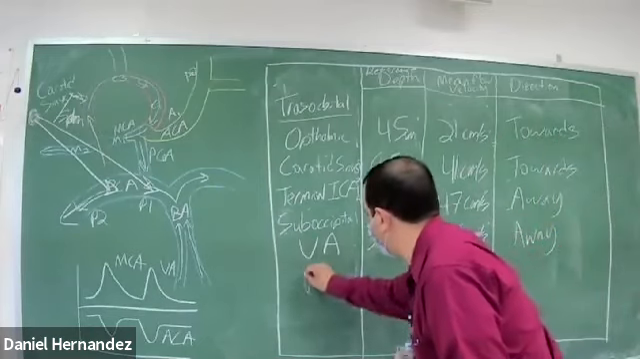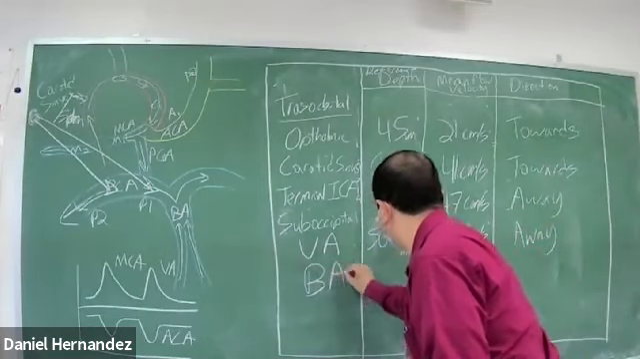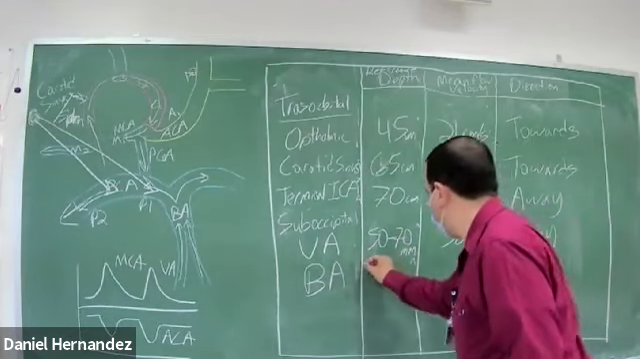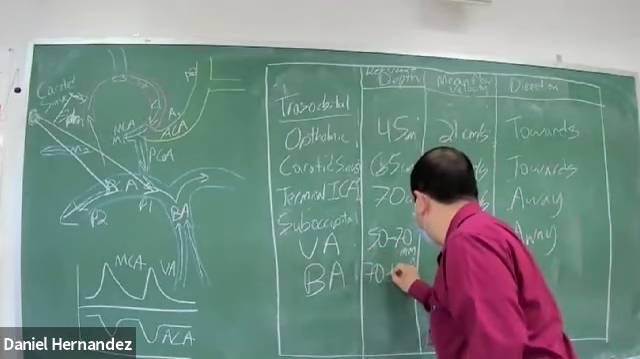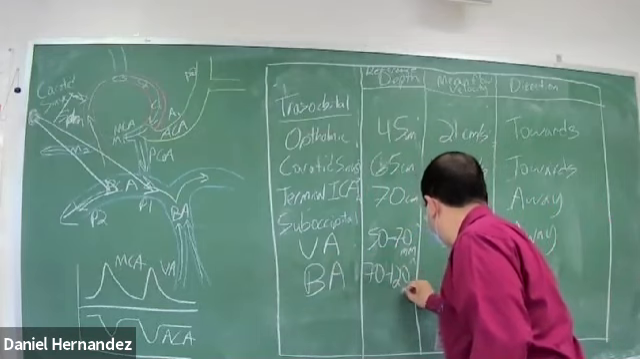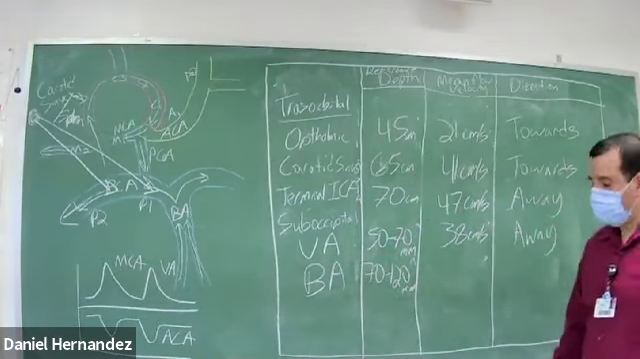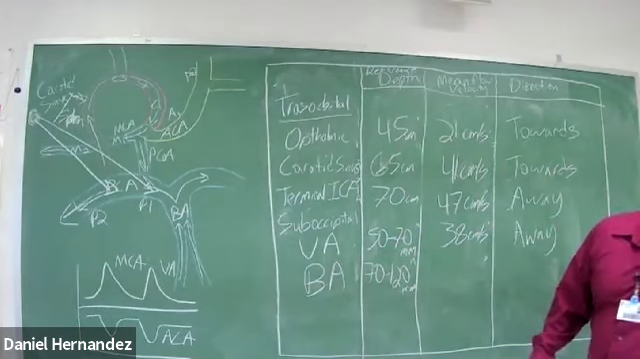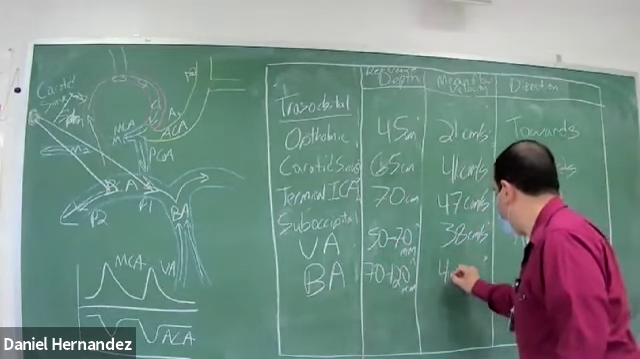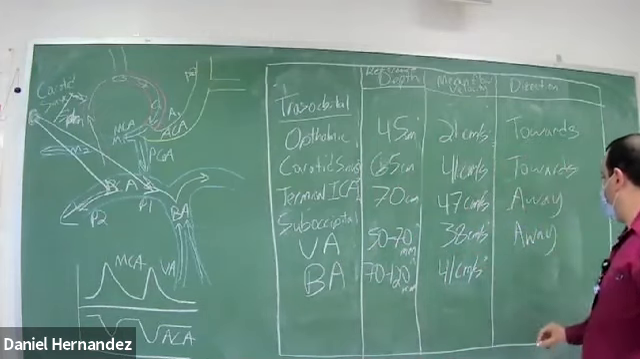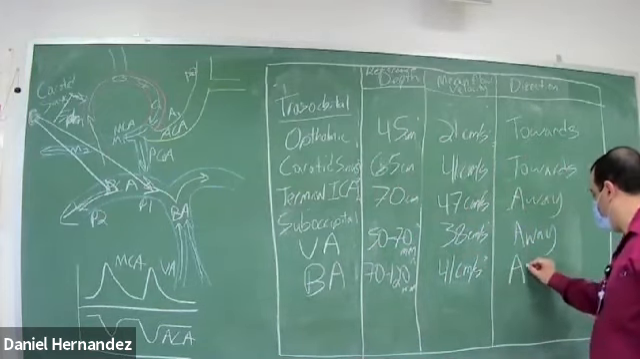And then our basilar artery. This one's going to be deeper now, so this is going to be 70, 20. Slightly higher velocity at 41. And this one is also going to be away.